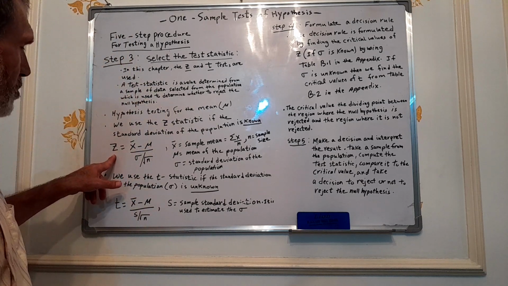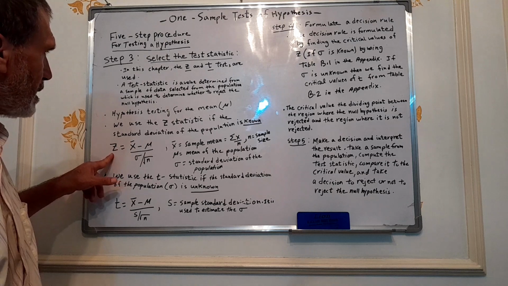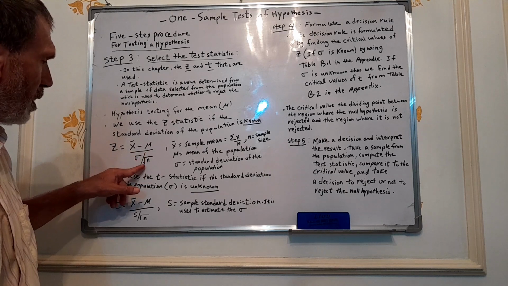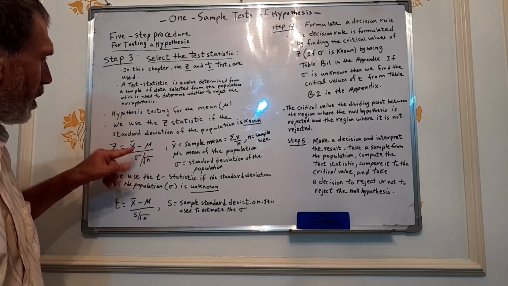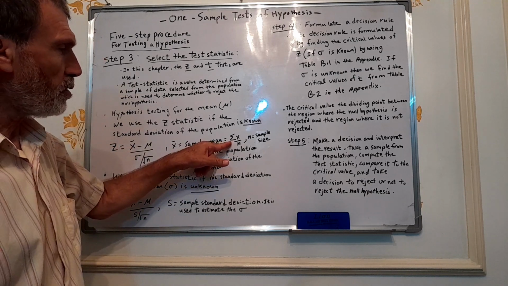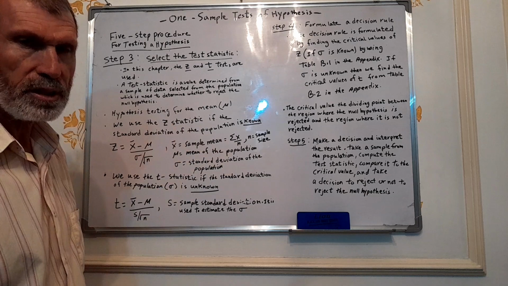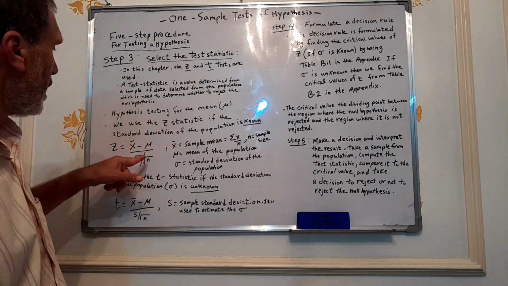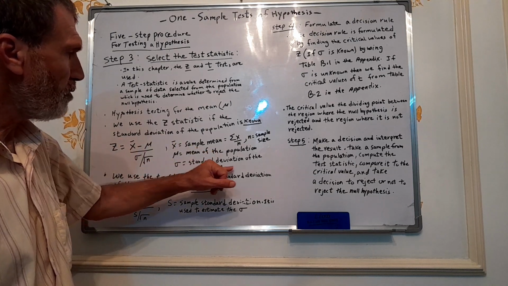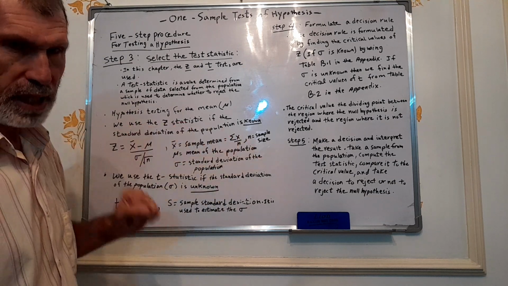The formula for the z statistic, or the test statistic, is z equals x bar minus mu over sigma over radical n, where x bar is the sample mean, which is the summation of all values in the sample over the number of the values. Mu is the mean of the population. Sigma is the standard deviation of the population. And n is the sample size.